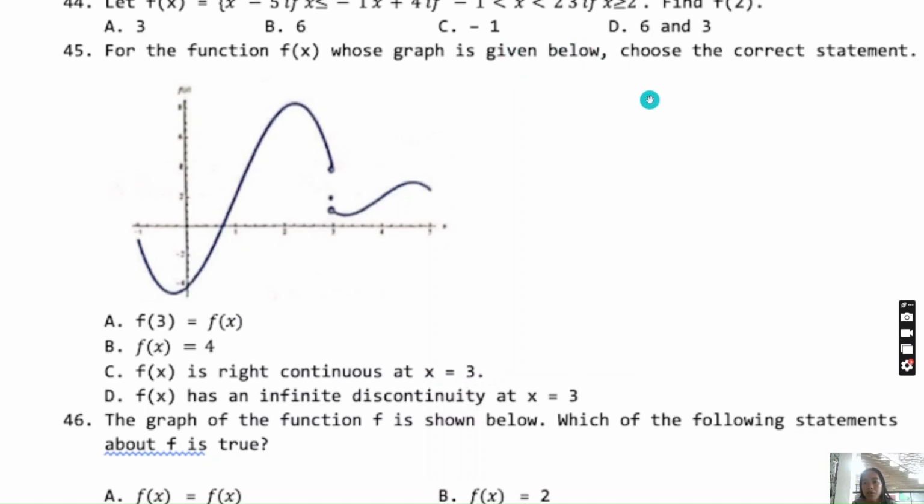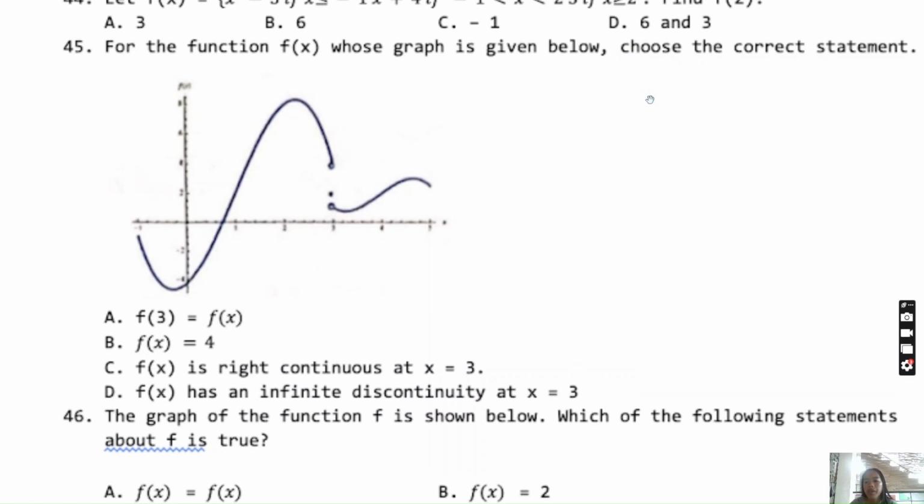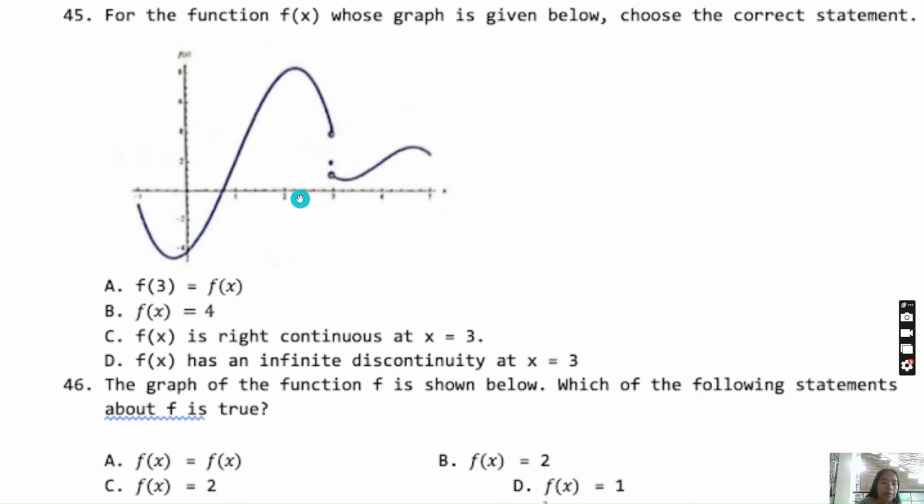Find f of 2. So the answer of 44 is letter A, which is 3. Because we use the rule that applies when substituting 2, it gives the value 3. So the answer should be 3.